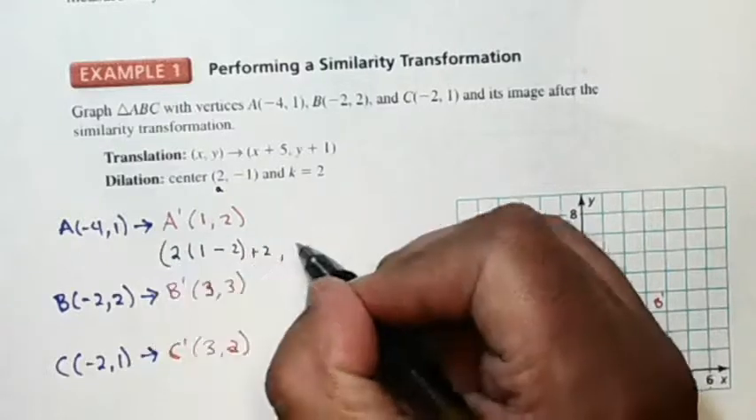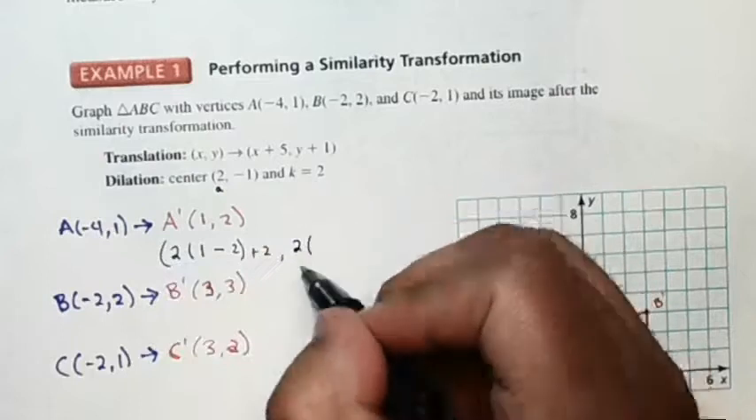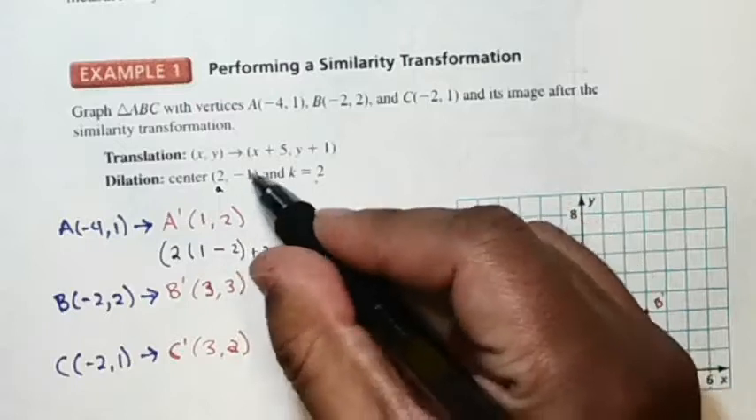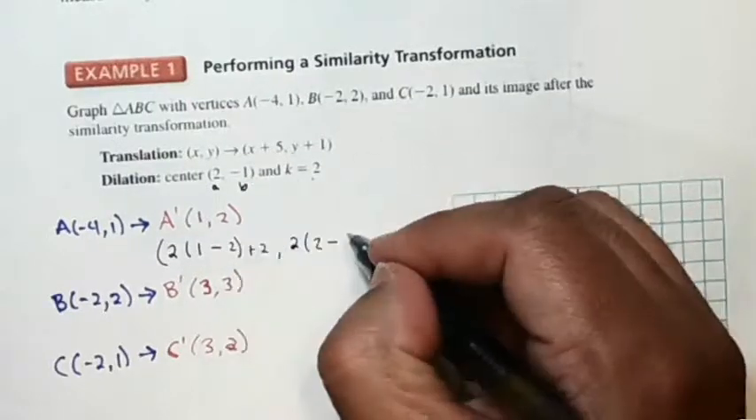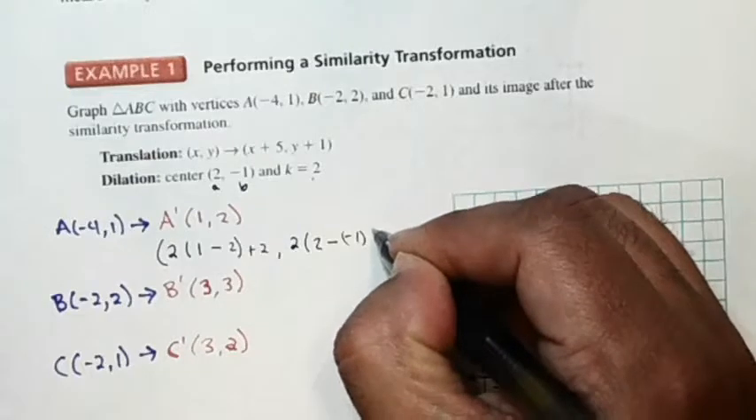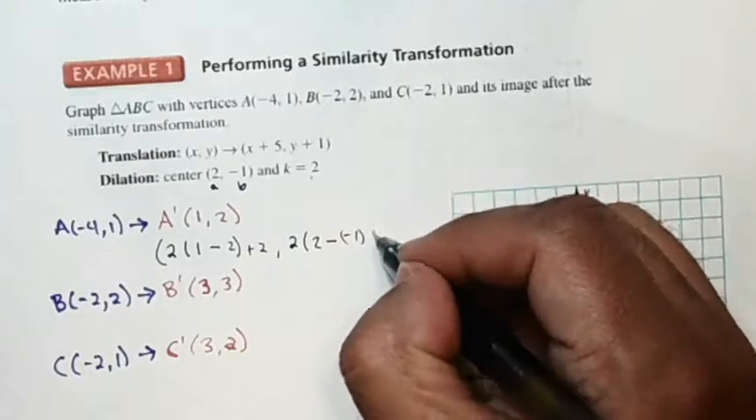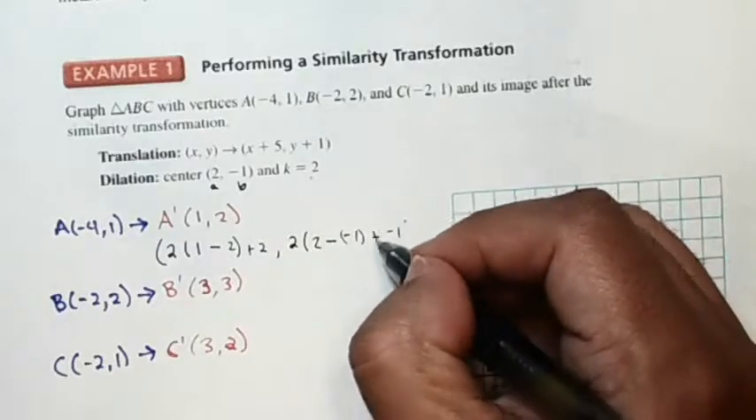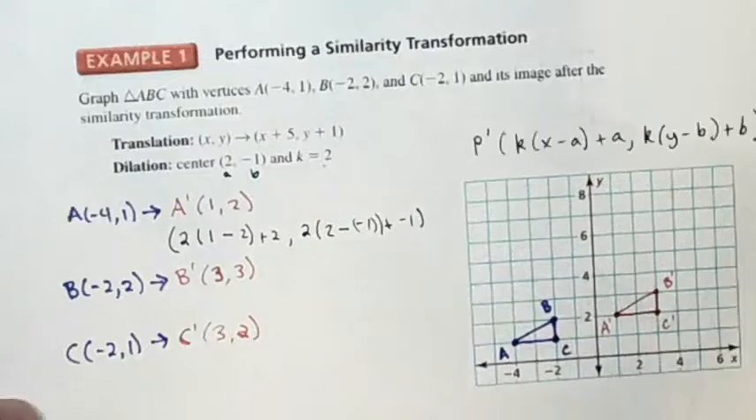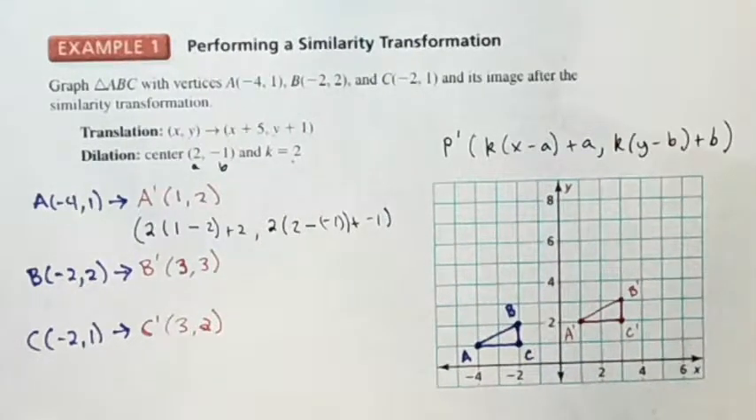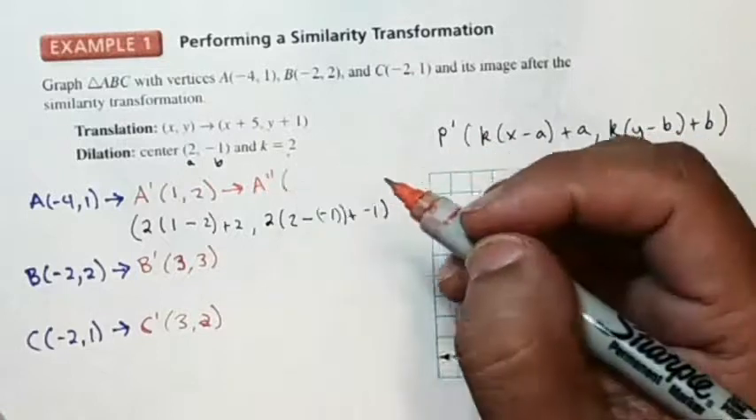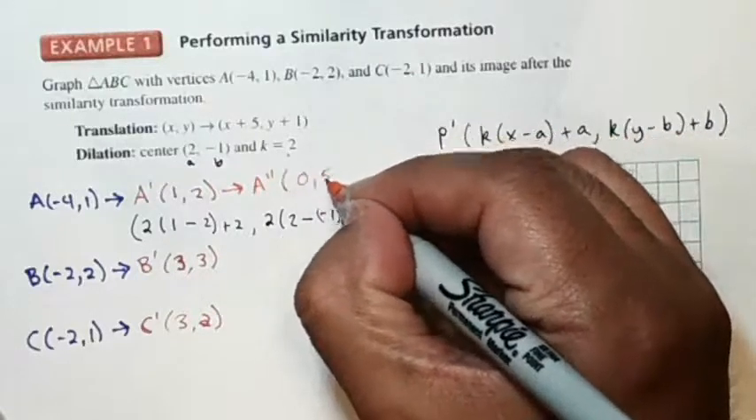Then I want to do that again for my y value. I'm going to do 2, because that's my k. Then I'm going to take my y value, which is 2, minus my b value, which is -1, and then I want to add my -1. That is going to give me my new value for the dilation, which is A double prime. Simplifying that out gives me the new coordinates of (0, 5).